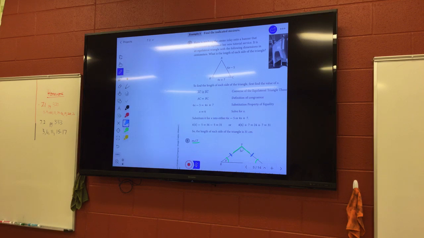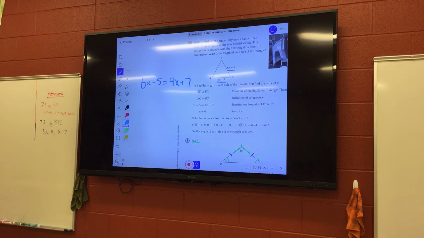So since this is an equilateral, I know that this side has to be equal to that side. So all I do is I set those equal to each other. So 6x minus 5, that's side AC. Since I know AC is the same as BC, I can set those equal. And I just want to solve for x.